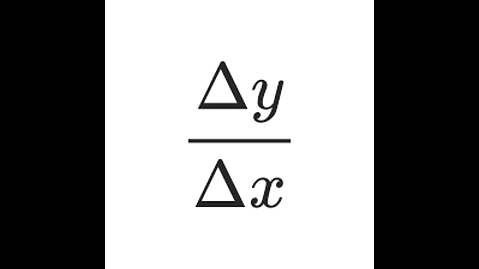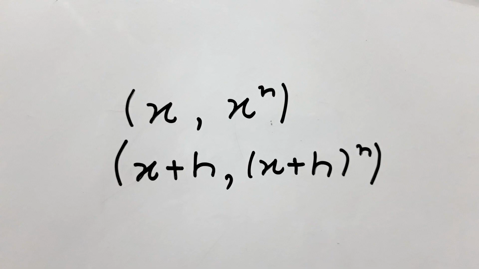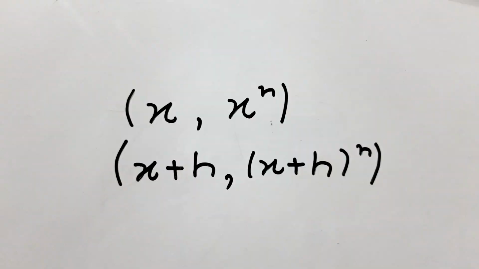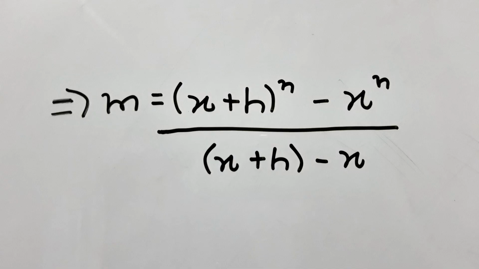Now, by applying delta y over delta x, we can make the secant's gradient equation of this curve. Let's do that. Let's write down the two coordinates first, x comma x to the power n and x plus h comma, whole bracket, x plus h to the power n. By putting them in delta y over delta x, we get x plus h to the power n minus x to the power n over x plus h minus x.